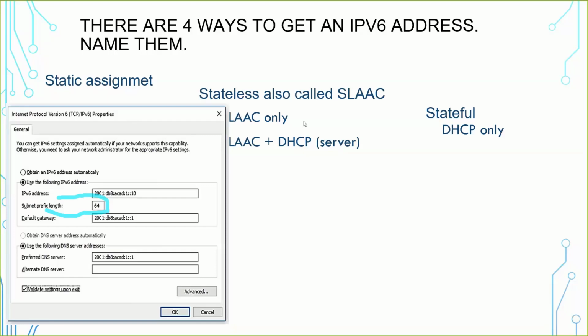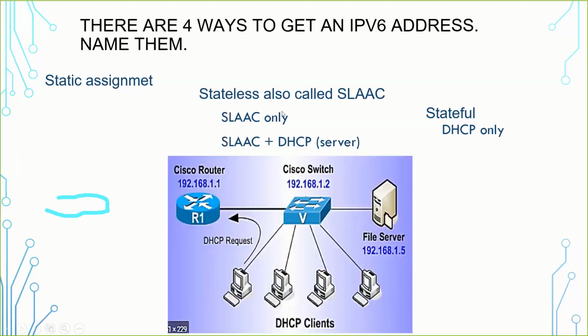Okay, so that's static. Now, the other option is SLAAC only, or SLAAC plus DHCP. These are both dynamic. They're ways to dynamically assign my host devices down here with an IPv6 address. I realize that this has IPv4, but just think of it in terms of that we're going to be setting up DHCP version 6 for IPv6 assignment.